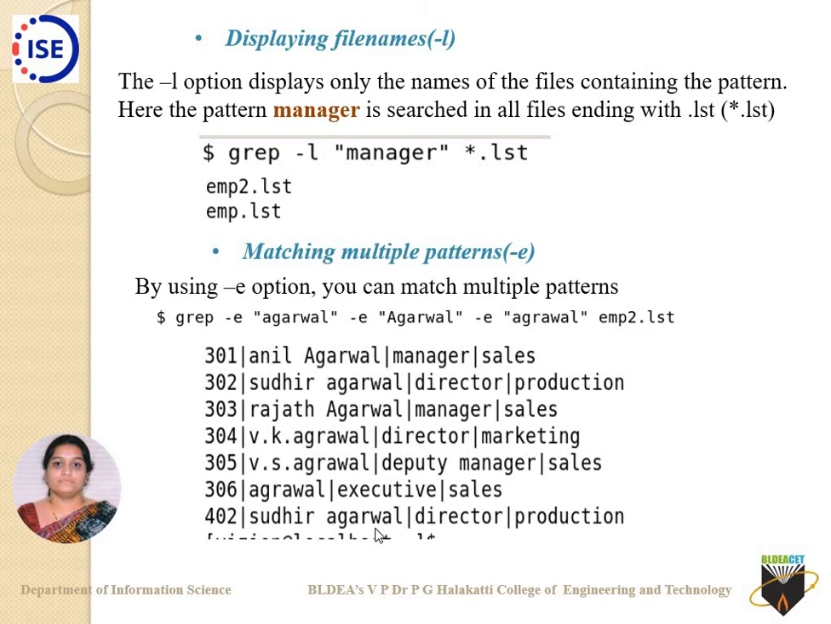It will list all those lines which match any of them. Keep in mind it's not an AND operation here, it's an OR operation. Either it will search for this, it will list; either this, it will list. Any of those patterns which are found will be listed on your screen. So it will list one with small letter Agarwal, one more with capital A Agarwal, and one more Agrawal, that is AGRA.